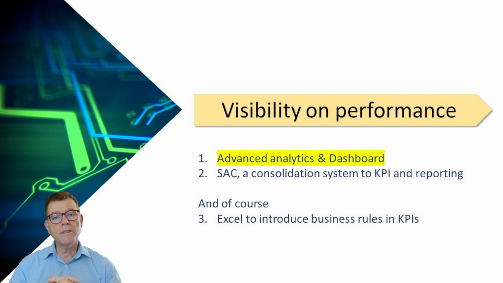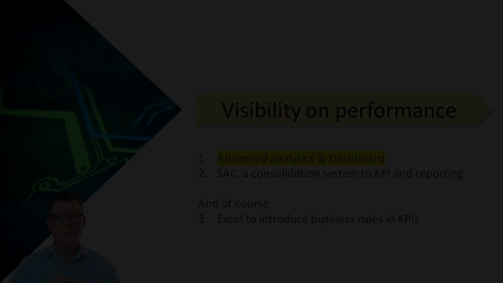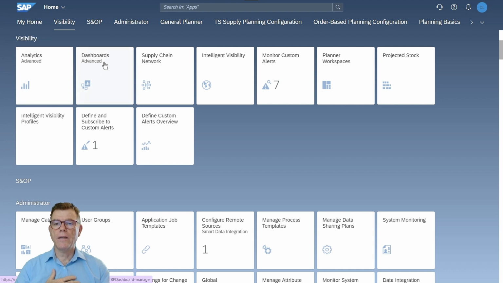Last topic for today, visibility on performance. We've got a number of options in SAP IBP like Analytics Advanced and Dashboard, which I will show you in a minute, but also in the twin system linked to IBP, SAP Analytics Cloud, which is natively connected to IBP and can retrieve data from IBP and show a consolidated view with data coming from S4, from IBP, from BCP, from the many peripheral systems around S4.